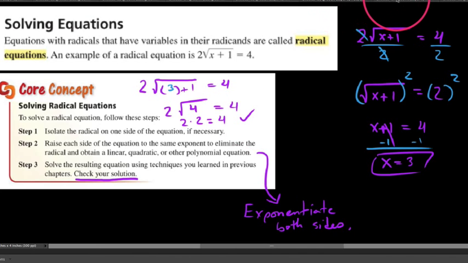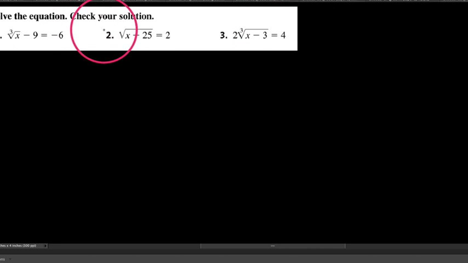So let's go ahead and take a look at 3 other radical equations here. The first example of which is going to give us a cube root. It says solve the equation, and of course, check your solution. So example number 1, we have the cube root of x minus 9 equaling 6. The idea is that we're going to need to get this by itself first.